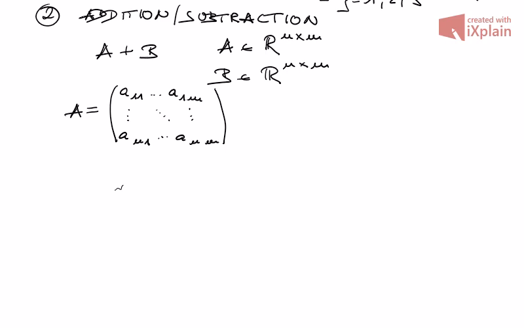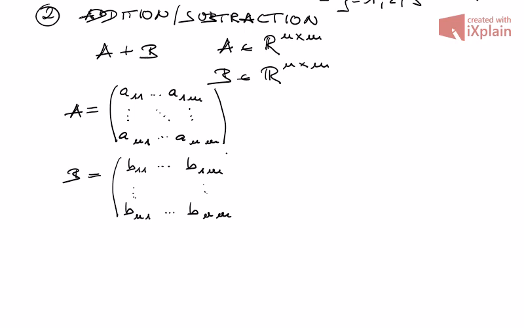So B, as I said, needs to be the same matrix size. So it needs to be of this size. Oops, that's of course an element of B. We call them B_11, B_1m, B_n1, B_nm.